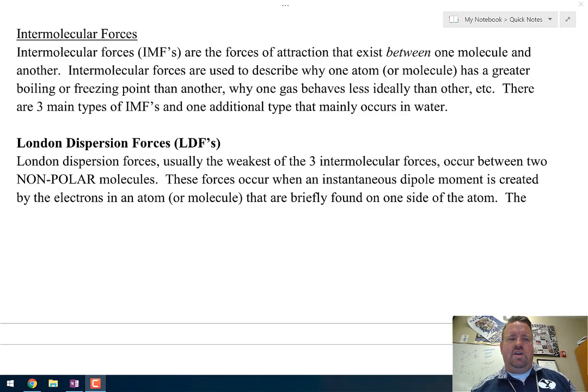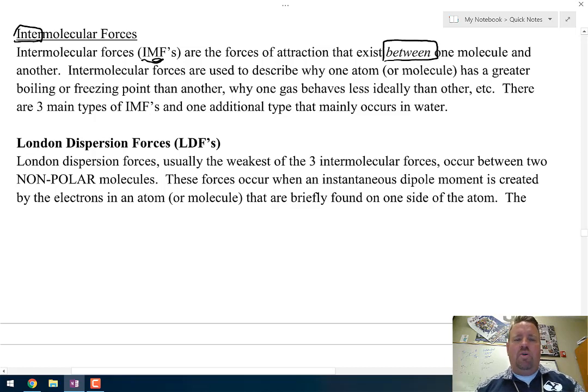Today's discussion is on intermolecular forces. As we can see right here, many times we abbreviate them by just writing IMFs. And on the AP test, you are certainly more than welcome, once you write intermolecular forces once, if you want to call them IMFs after that, that is perfectly fine. But intermolecular forces, remember, inter versus intra, are the forces of attraction that exist between one molecule and another.